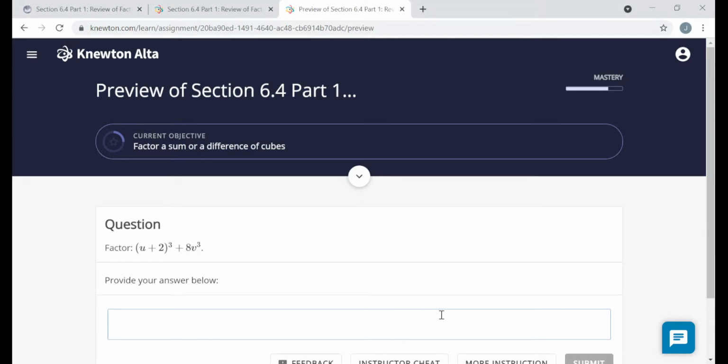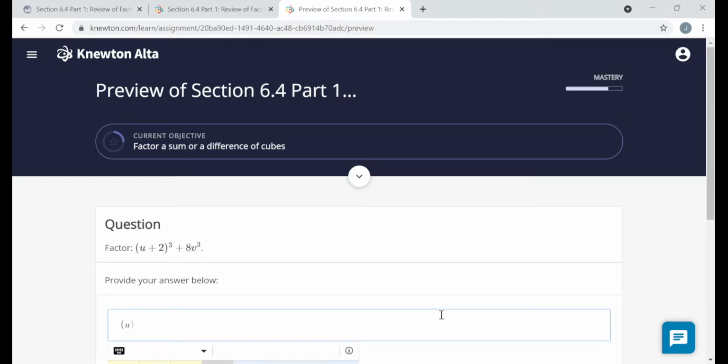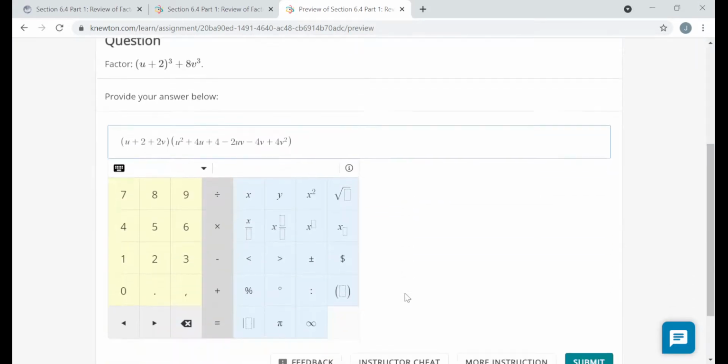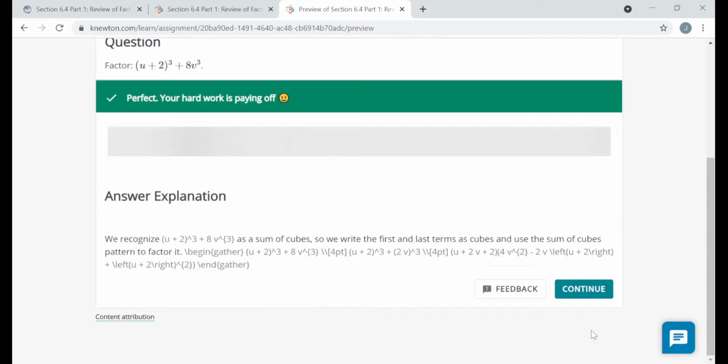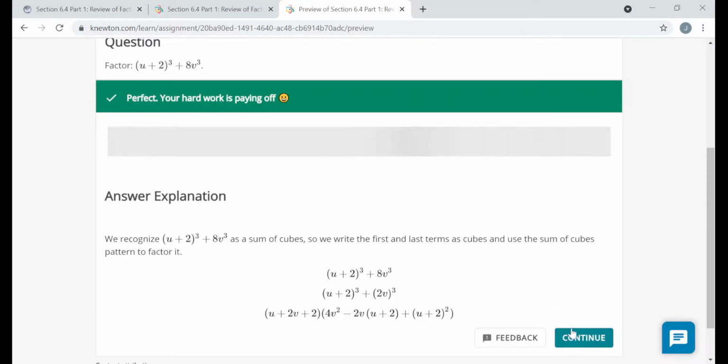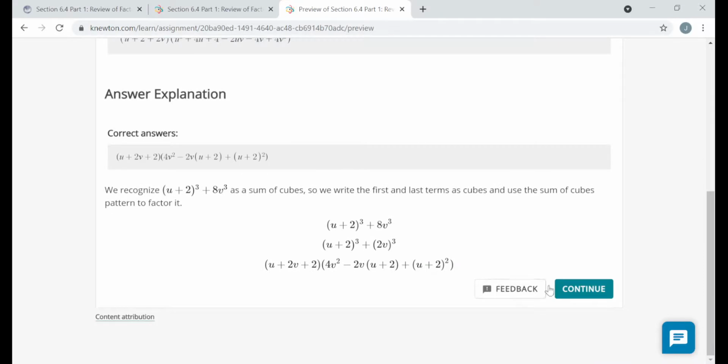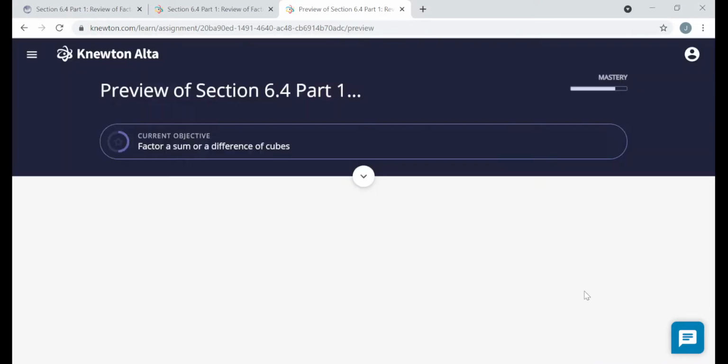Just remember it's u's and v's. So the first factor is u plus 2 plus 2v. Second factor, u squared plus 4u plus 4 minus 2uv minus 4v plus 4v squared, and that should be it. Right? Lots of typing in there, but that should be good. Wonderful. Again, please read through the answer explanations. Okay, next one.